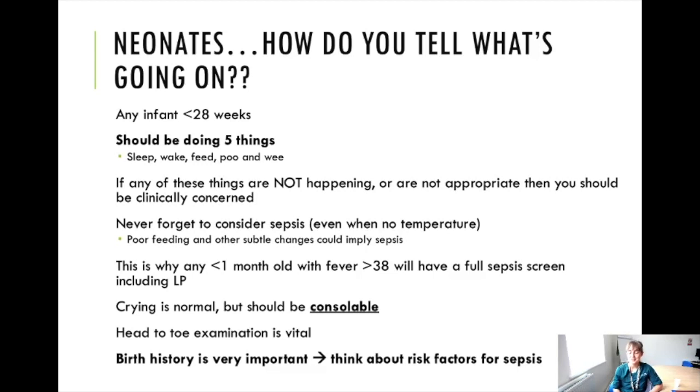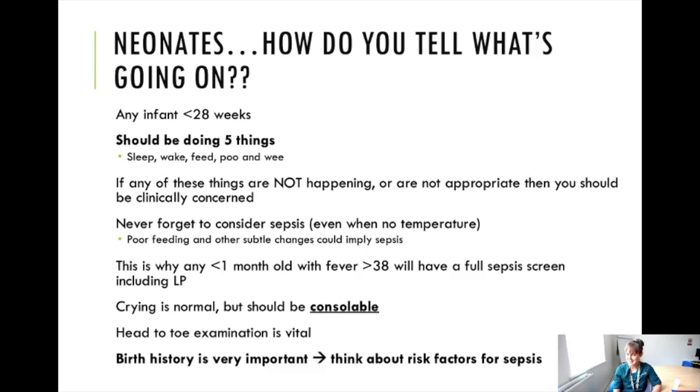One of our registrars did us a good talk the other day about the 5 things that a neonate should do. Quite simple beings, really: sleep, wake, feed, poo, and wee. If any of those aren't happening, or they're not appropriate and not in balance, then you need to be concerned. In an under 28 day old, or even up to 2 months, you can't trust them with anything.